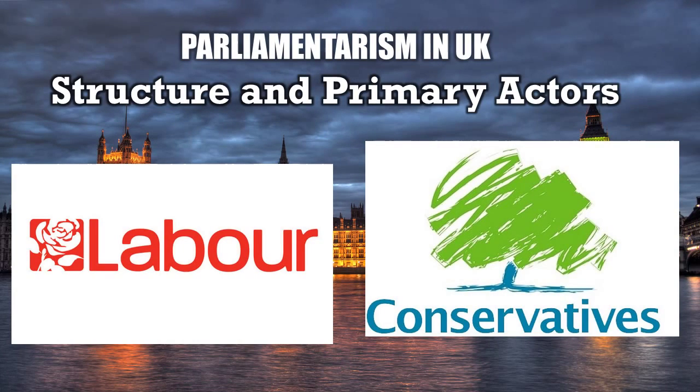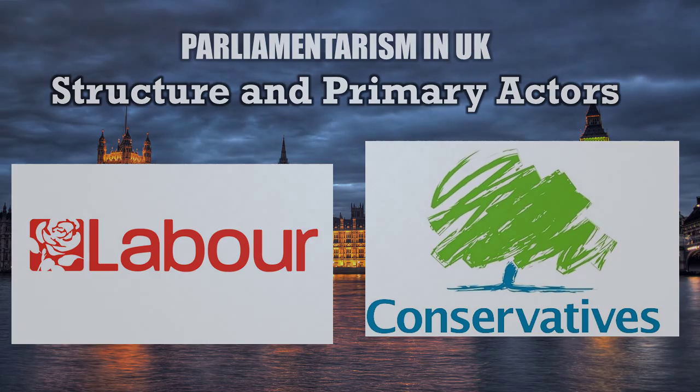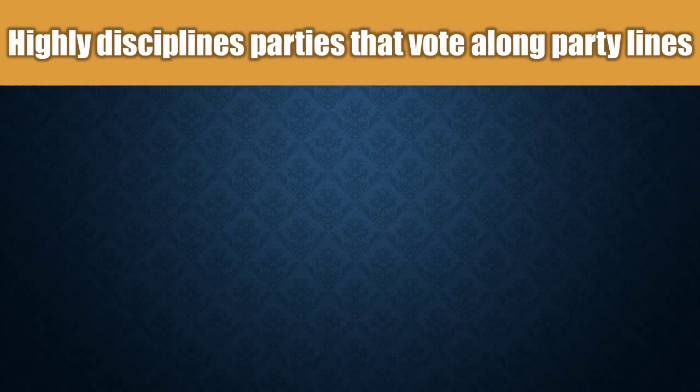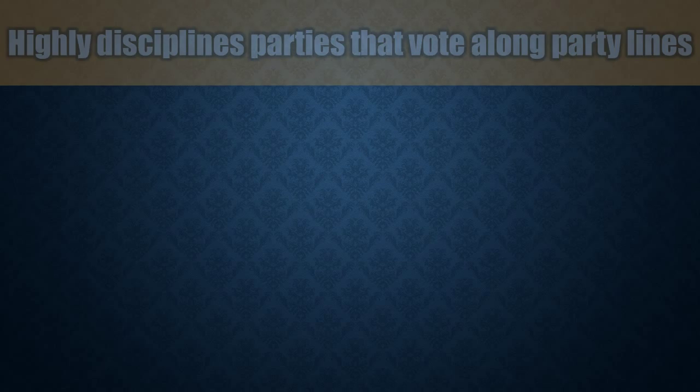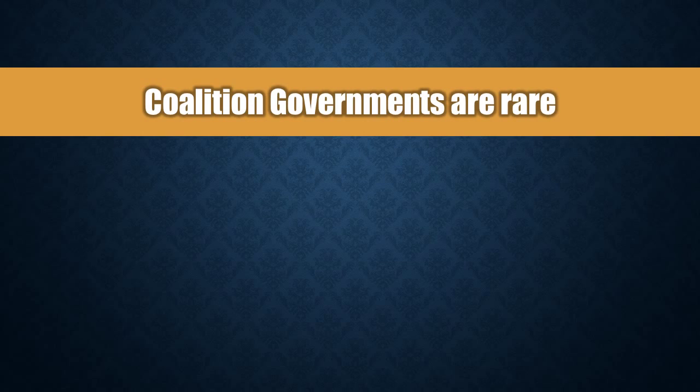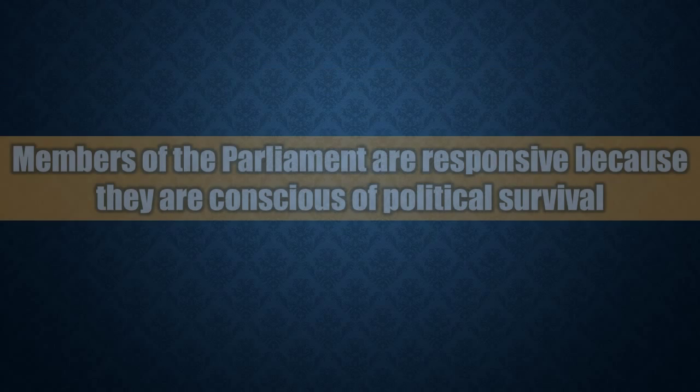It is composed of two major parties known as the Labour Party and the Conservative Party, who almost always alternate victory in elections. UK parties are highly disciplined in that they vote according to their party lines. Coalition governments are not much of an issue in the UK since they rarely happen.